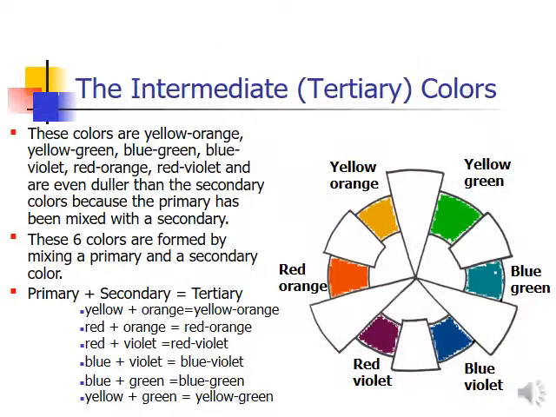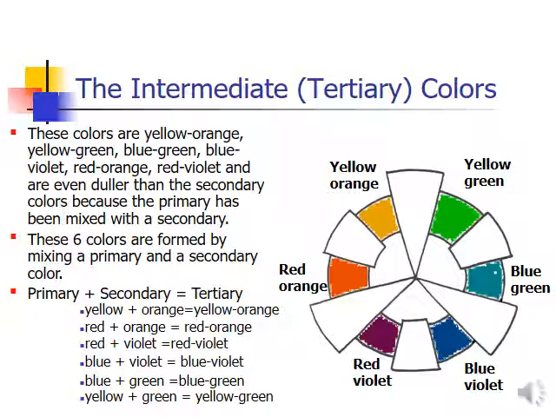So we have the intermediate colors, which are the tertiary colors. These colors are yellow orange, yellow green, blue violet, red orange, red violet, and blue green, and are even duller than the secondary colors because the primary has been mixed with the secondary. These six colors are formed by mixing a primary and a secondary color. Primary plus secondary equals tertiary.